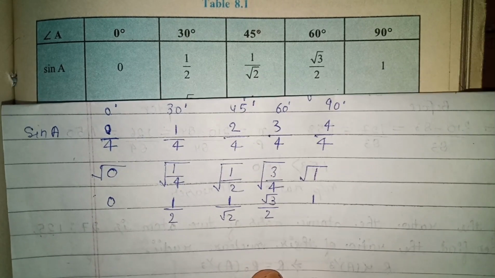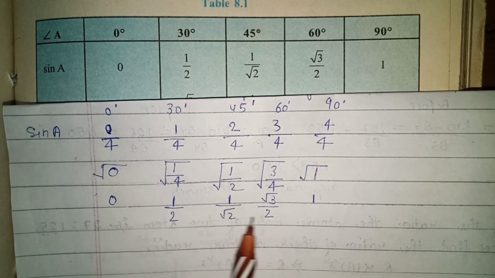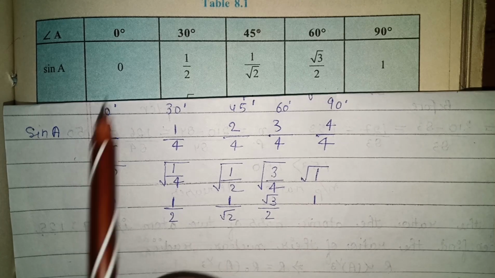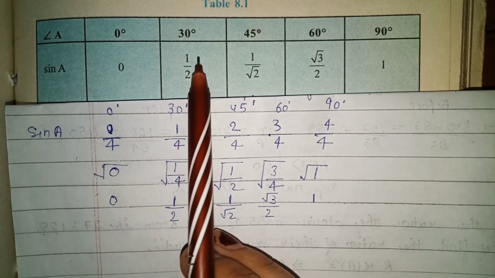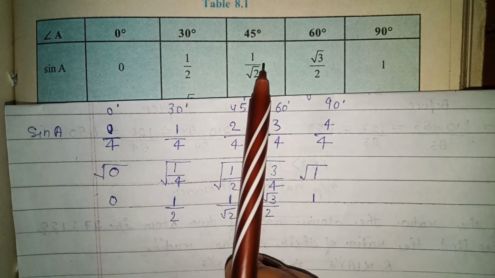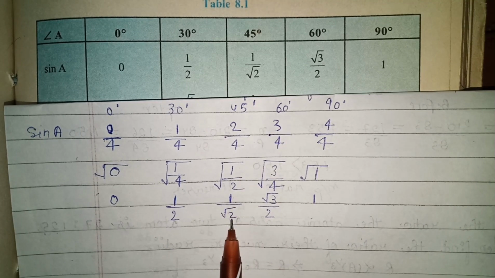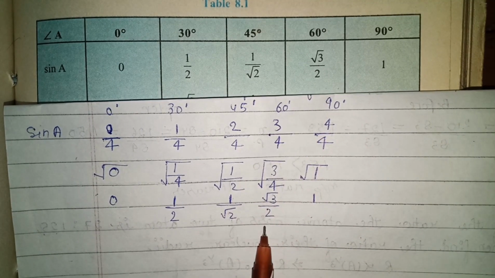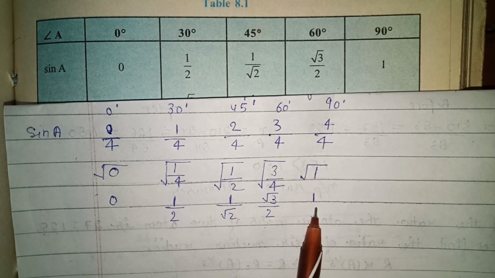So we can check from the table, these are the values of these angles. Sine 0 is 0. Sine 30 is 1 by 2, sine 45 is 1 by root 2 and sine 60 is root 3 by 2 and sine 90 is 1.